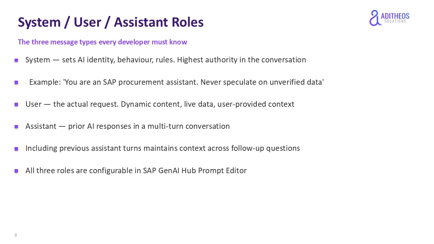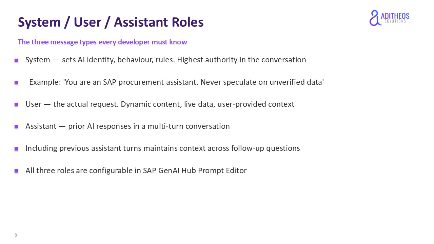An example, you are an SAP procurement assistant. Provide concise answers using SAP procurement terminology. Never speculate about data you cannot verify. The user role contains the actual request from the user, dynamic content, variable inputs, live data, user-provided context goes here. It answers, what does the user want right now?